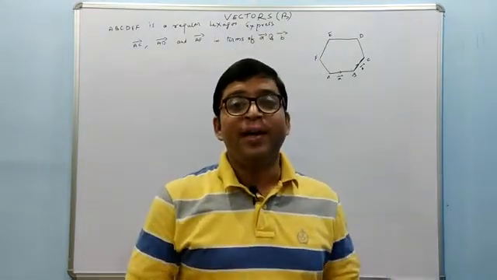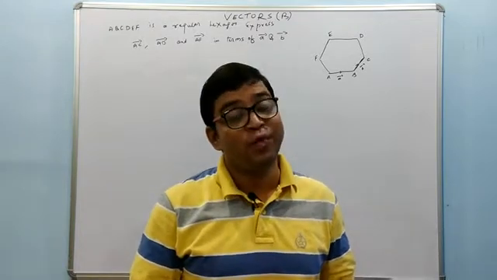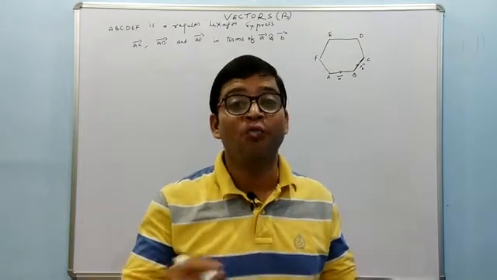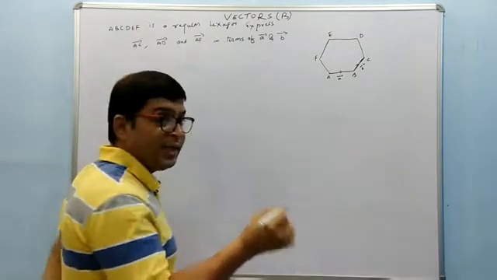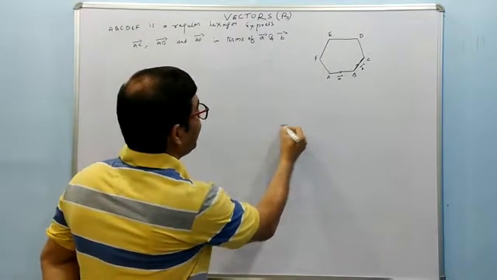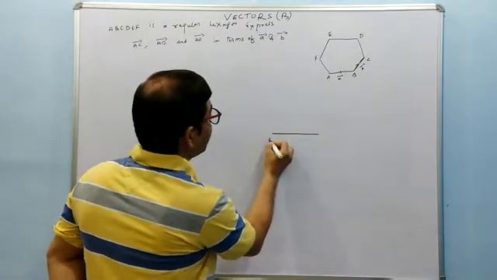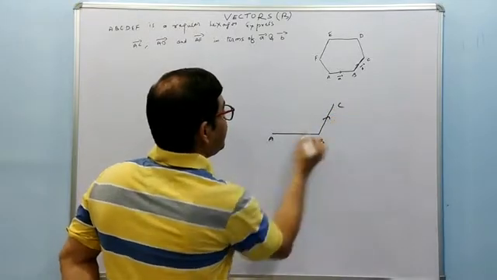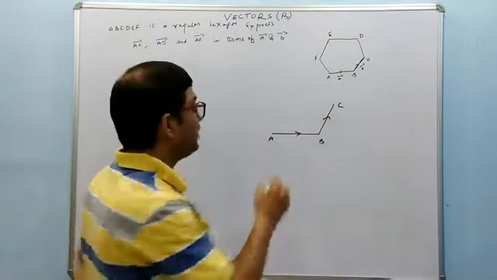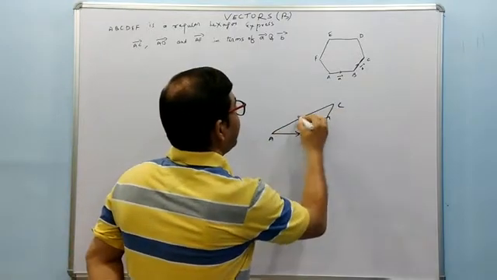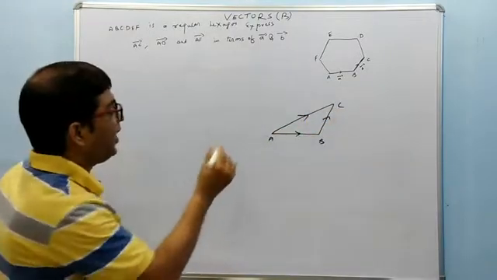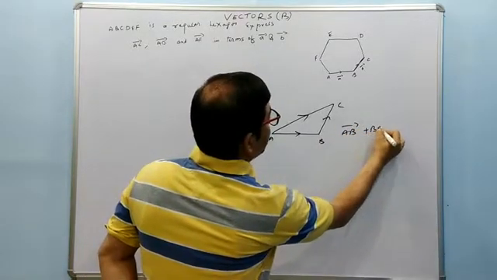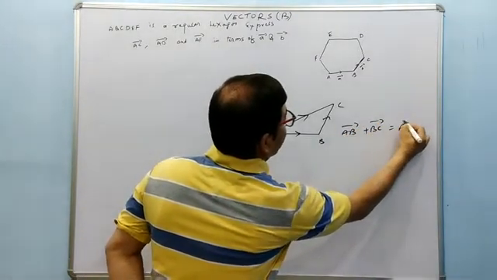Now we will find the resultant vector of two vectors. Very important law: the triangle law of vector addition. What does this say? That if a vector is along AB, another vector is along BC, then the resultant vector is vector AC. So you can write vector AB plus vector BC is equal to vector AC.